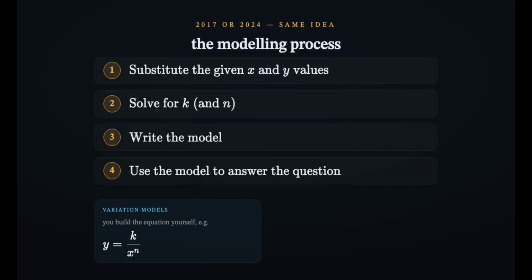For inverse and direct variation, the question may not give you the half-completed equation like y equals k over x to the n, so you will need to come up with it yourself. For other models, the question will give you a half-completed equation for you to substitute and find the unknowns, like y equals e to the power of kx. Alright, that's enough about modeling.